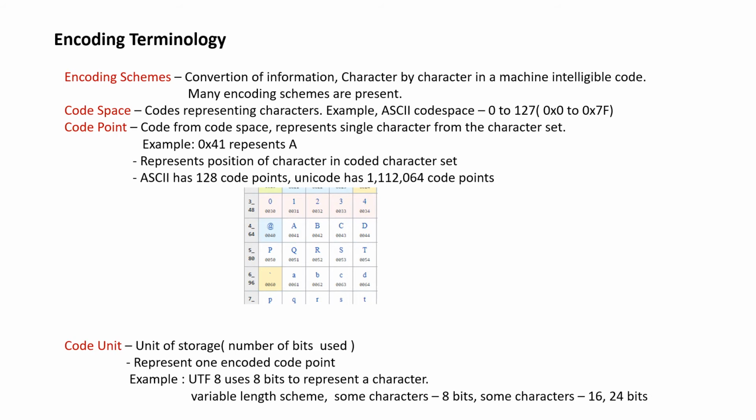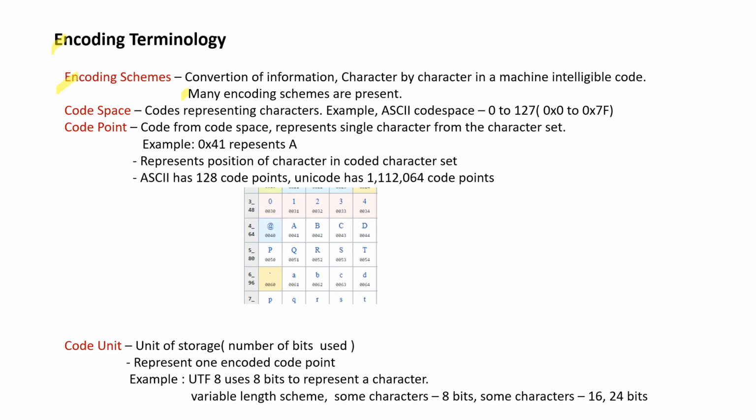Before we move into further topics, we need to understand the encoding terminologies, and first we will look at the encoding scheme. This is the conversion of information character by character into a machine intelligible code. So we know that the computer can understand only binary form. So the character which is entered by us will be converted to binary form. That is done in a certain way defined by the encoding schemes. And we also know that there are many encoding schemes present, like ASCII, ISCII, Unicode, etc.